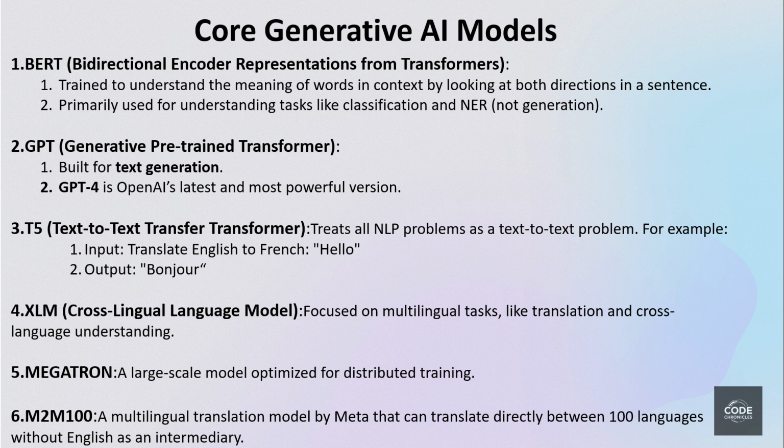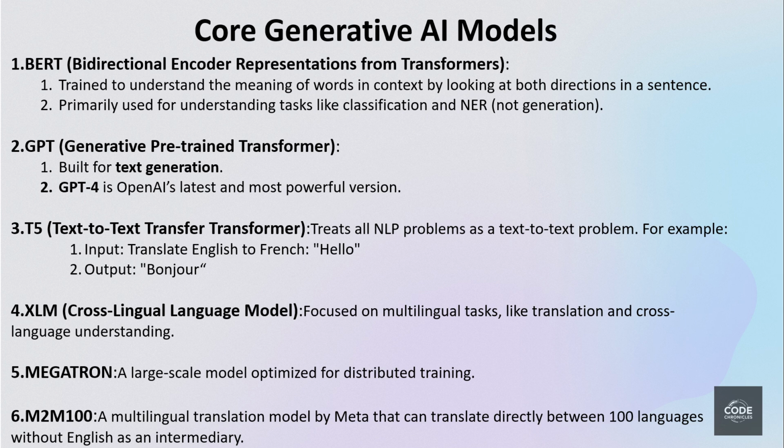T5 simplifies the approach to NLP tasks by treating everything as a text-to-text problem. For instance, it can translate hello from English to French, outputting bonjour. Moving on to XLM, or Cross-lingual Language Model, which excels in multilingual tasks.